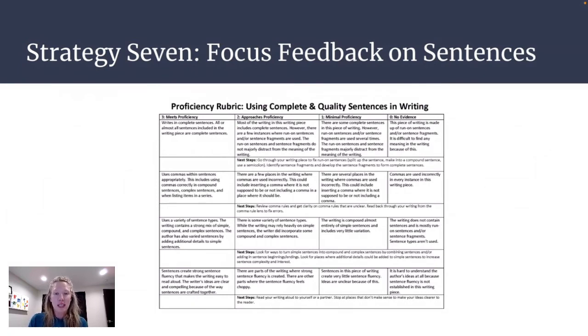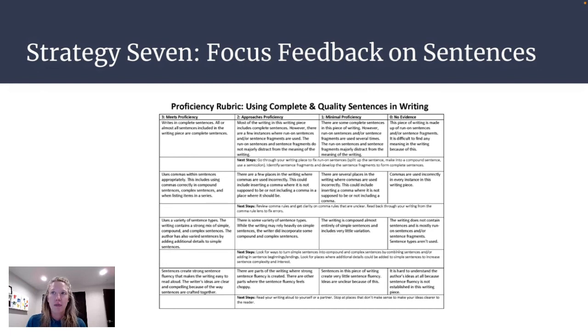So if we want students to get better at sentences, we need to get better at giving them feedback on the sentences that we're using, if we think that's an important piece, which I do think is really important. If students don't have strong sentences, they're not going to be able to create writing that's clear and concise, and also freely communicate their ideas to an audience.